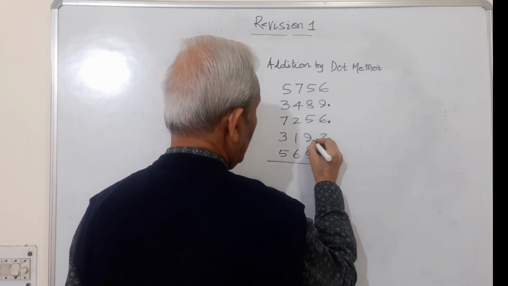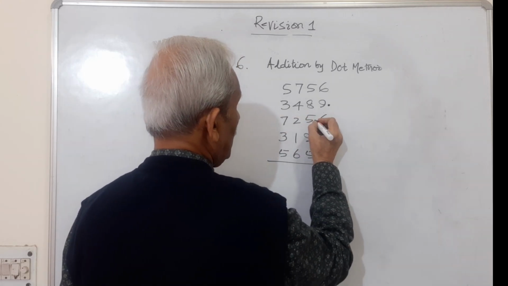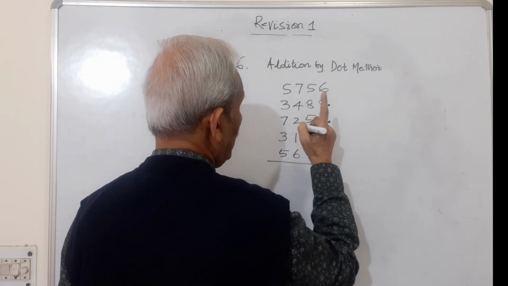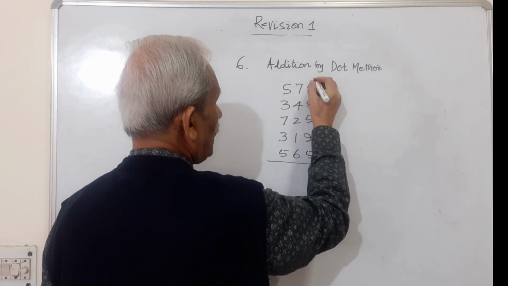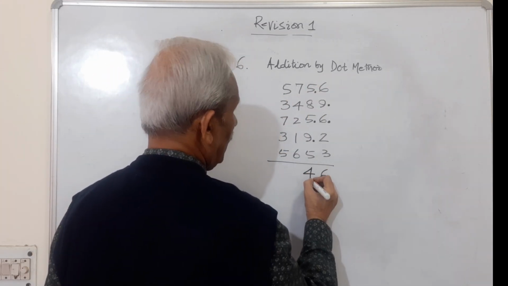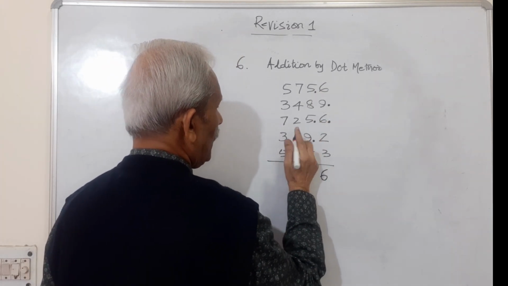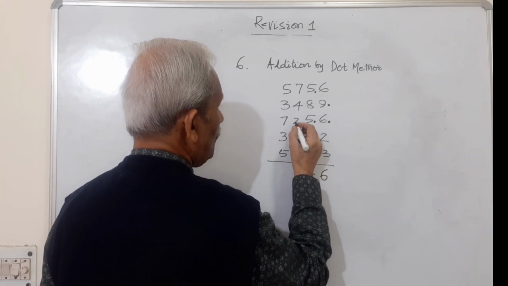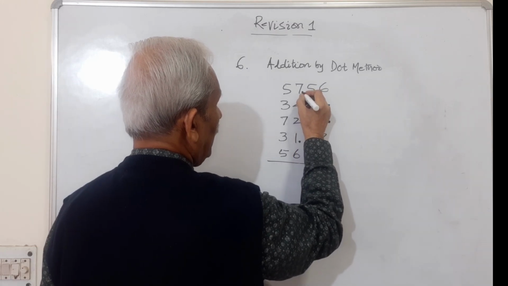Put a dot here. 10 is kept here. Out of 16, 10 goes. 6 remains. 6 plus 5, 11. 10 put here. 1 remains. 1 plus 8, 9 plus 5, 14. 10 put here. What remains? 4. You just put down 4 here. Now 1, 2, 3. There are 3 dots. 3 plus 6, 9 plus 1, 10. Put a 10 here. 0 remains. 2 plus 4, 6 plus 7, 13. Put 10 here. 3 remains.